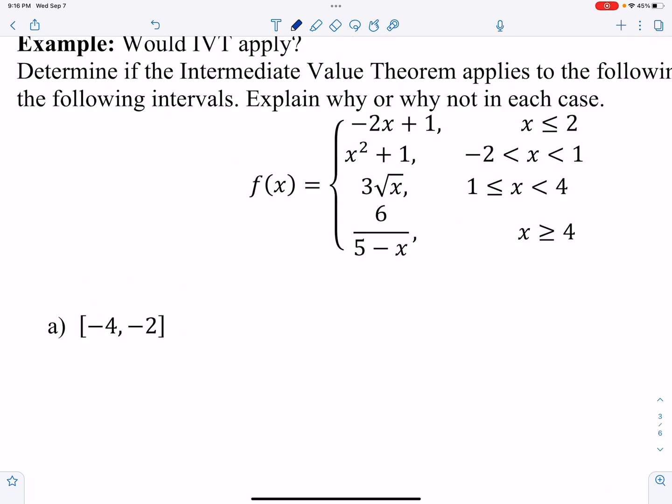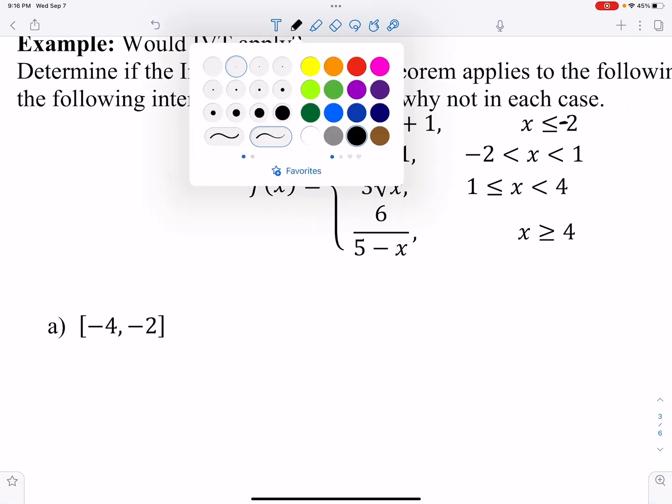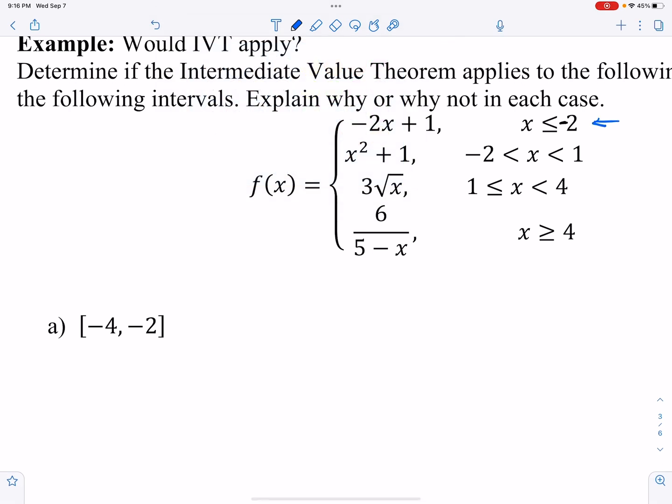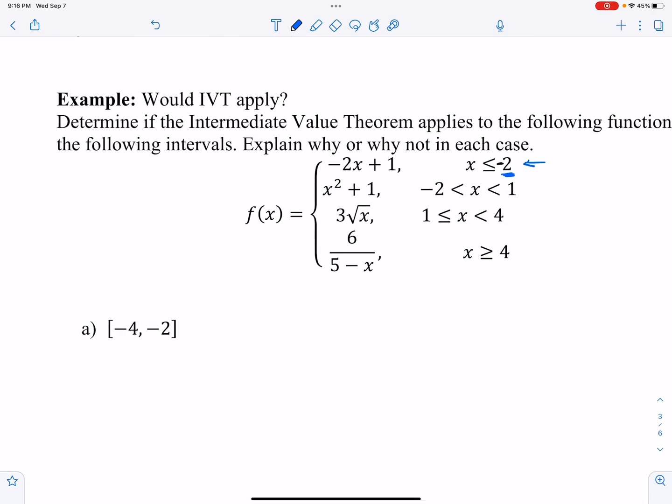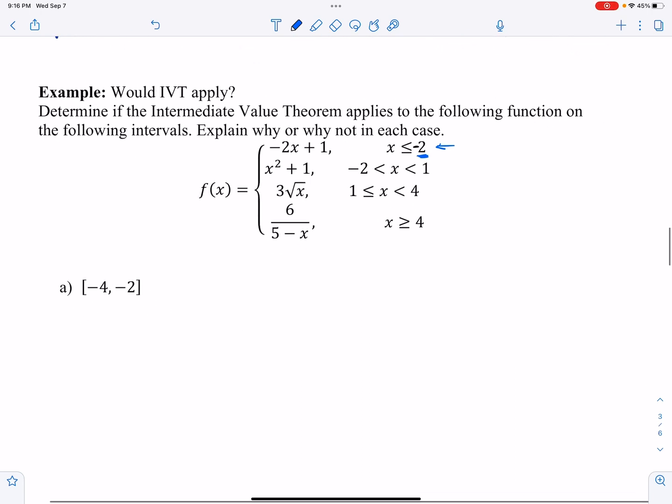So -4 to -2. I already see a typo. This should be x less than or equal to -2. So -4 to -2. -4 would be up in this first interval, and then -2 is included in that first interval. So yes, and -2x plus 1, well, that's just a line. That's going to be continuous. So intermediate value theorem would apply. So explain why not. So f is continuous on the interval from -4 to -2. Therefore, IVT applies.